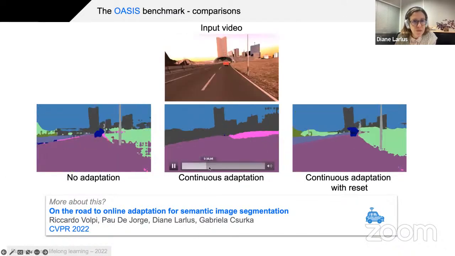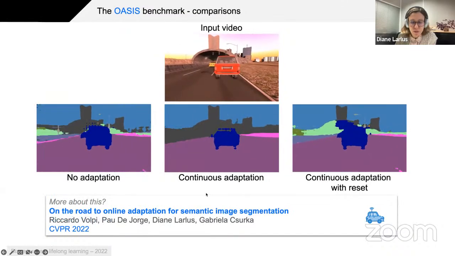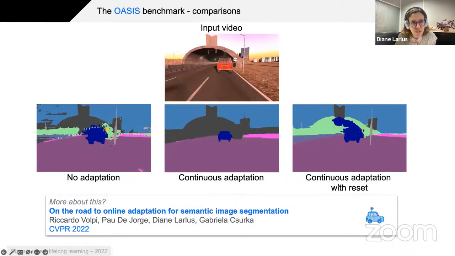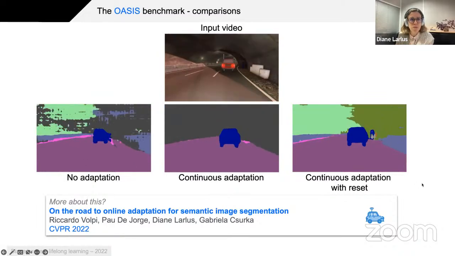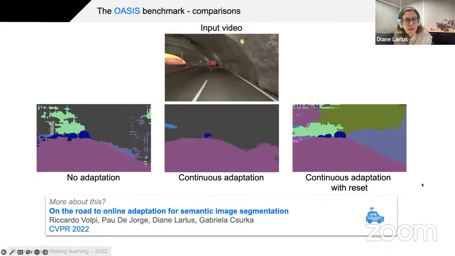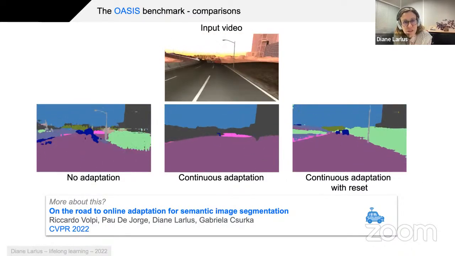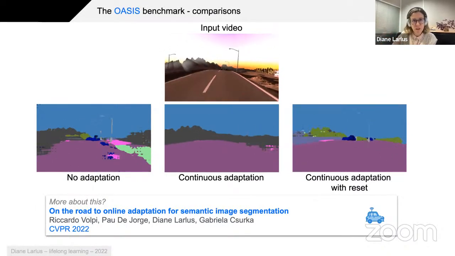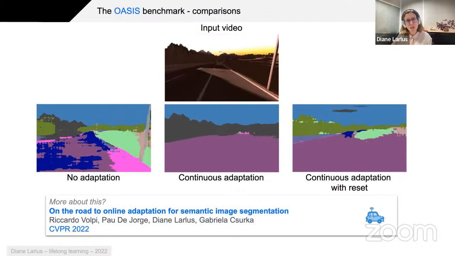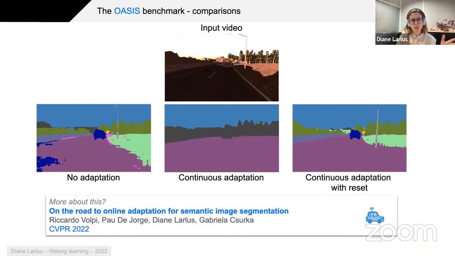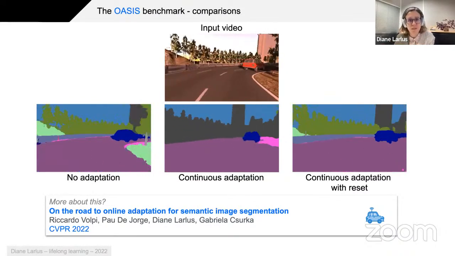When you continuously adapt, you start being more and more confident with the very frequent classes, but you tend to completely forget about the very rare ones. And with reset, this is a fairly acceptable trade-off where you still have a few errors because it's a very difficult task, but you do not forget entirely the rare classes. And you can also have a model that sequentially adapts and can deal with this very strong appearance change due to the illumination change, going from the daylight to sunset.